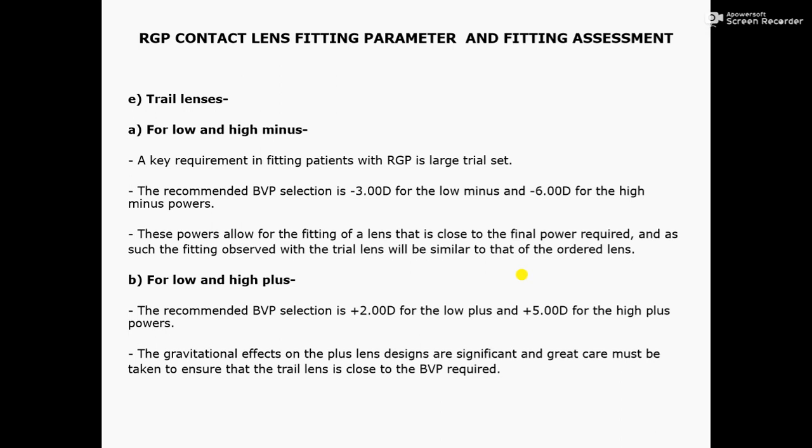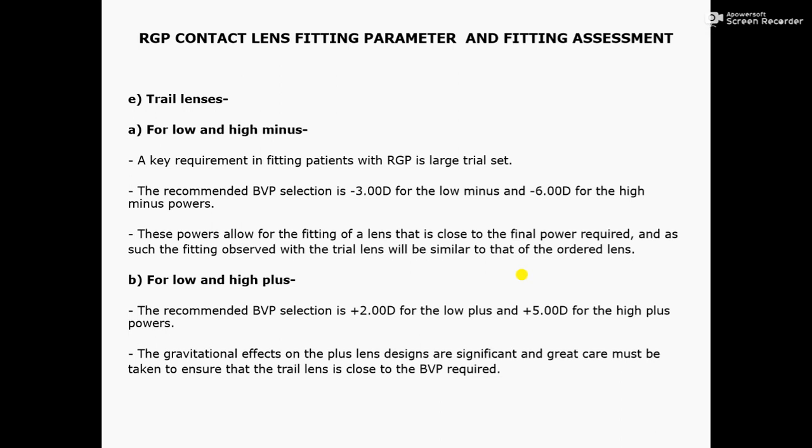Here, for minus contact lens, -3 diopter to -6 diopter, we need to check the back vertex power. This power may be the final power, so before ordering the contact lens, we should observe with the trial contact lens whether the patient is comfortable or not.